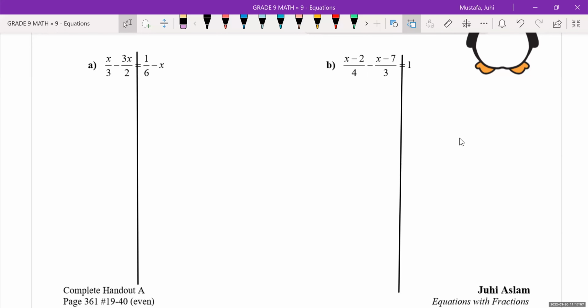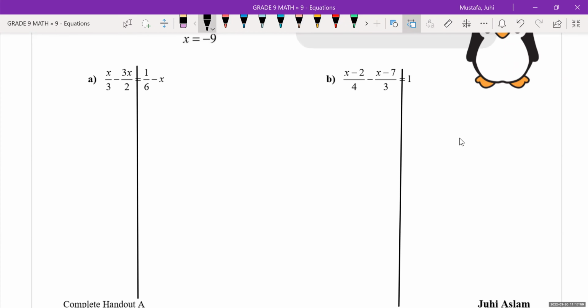So for question A, what I like to do, just like before, is I like to rearrange my equations such that all of the fractions are in front of the variable. So this is going to be 1 over 3x minus 3 over 2x is equal to 1 over 6 minus, if you wanted, you could change that into a fraction of a 1 over 1.